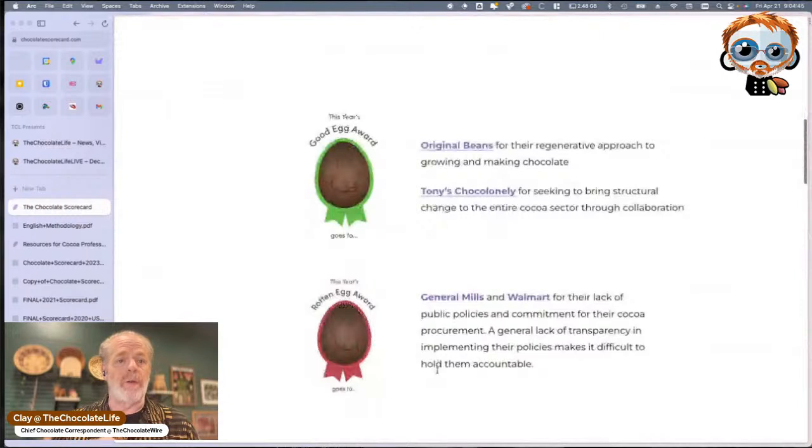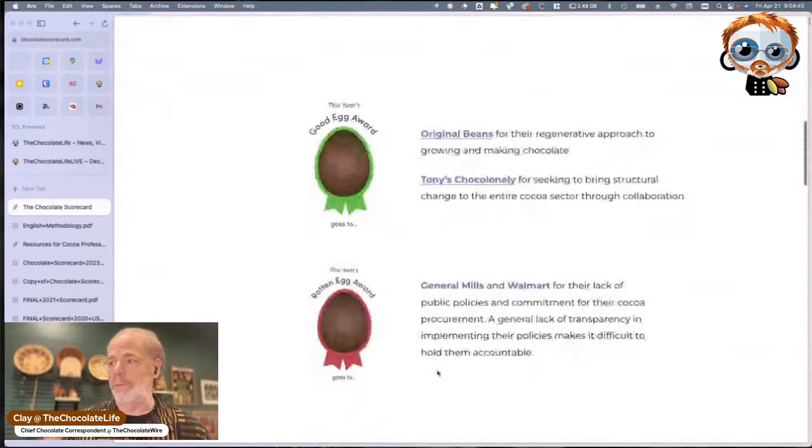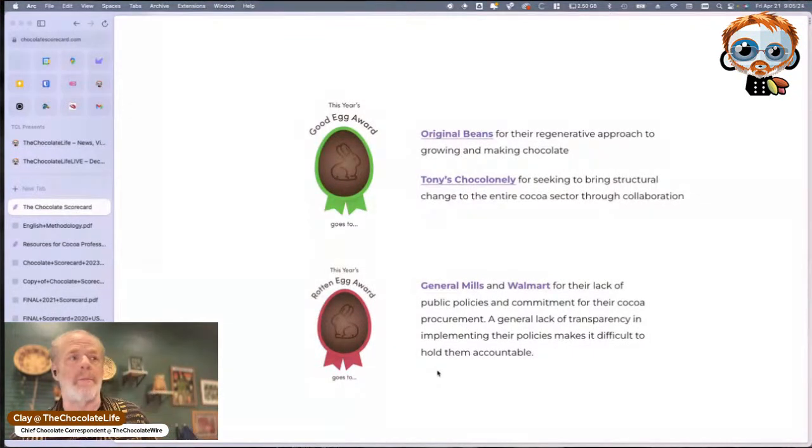So what they've done is they've given their overall Good Egg Award to a company called Original Beans for their regenerative approach to growing and making chocolate. Interesting. For Tony's Chocolonely for seeking to bring structural change to the entire cocoa sector. They've given a Rotten Egg Award to both General Mills and Walmart for their lack of public policies and commitment in their cocoa procurement. Number one, neither General Mills nor Walmart, I believe, source cocoa directly. So what they do is they source from the big industrial chocolate makers. So they might be buying product from Cargill, they might be buying product from Barry Callebaut, they might be buying product from Belcolade or any one of a number of other companies.